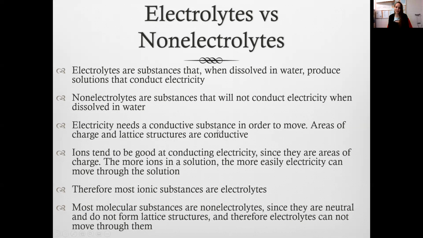So ionic substances are always electrolytes. Most molecular substances are not, because they're neutral, they don't form ions, they don't form crystal lattice structures, and therefore the electrons of electricity can't move through them as easily.